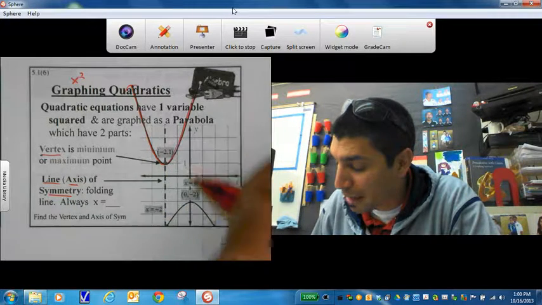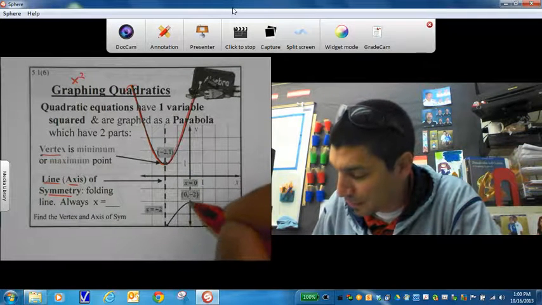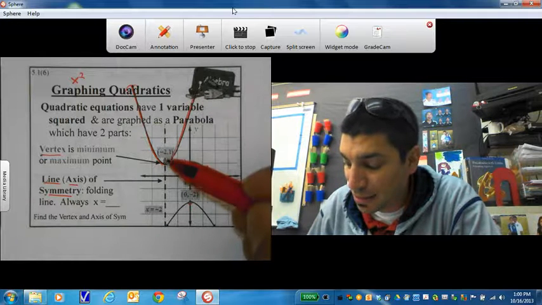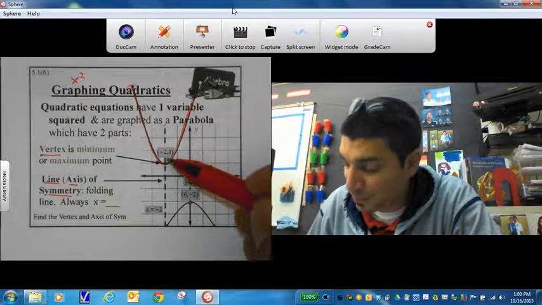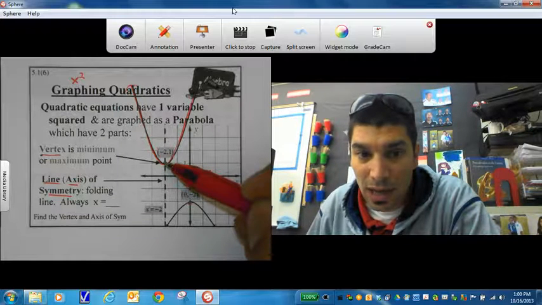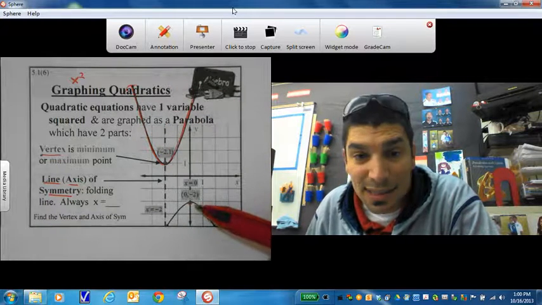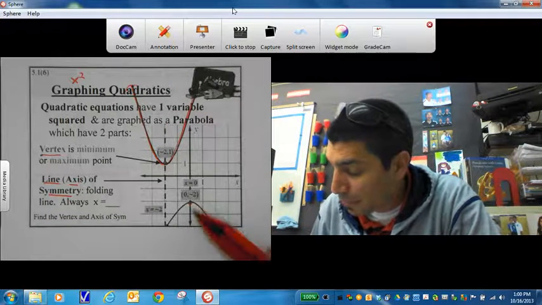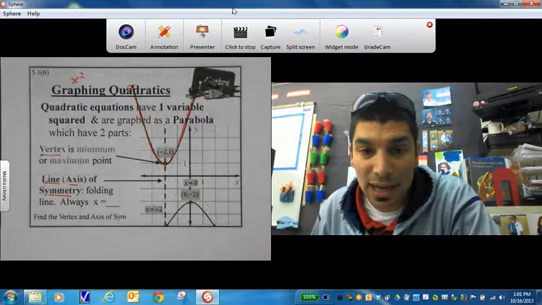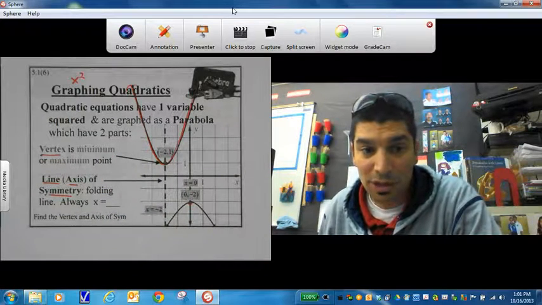But if the parabola is the other direction, the vertex is the highest point. So the vertex of this red parabola is -2, 1. That's the vertex right there. It's the minimum of a parabola that opens upward. It's the maximum of a parabola that opens downward. So for this one, the vertex is at 0, -2. So if you know that, you know the vertex, that's one part that you're going to need to know.